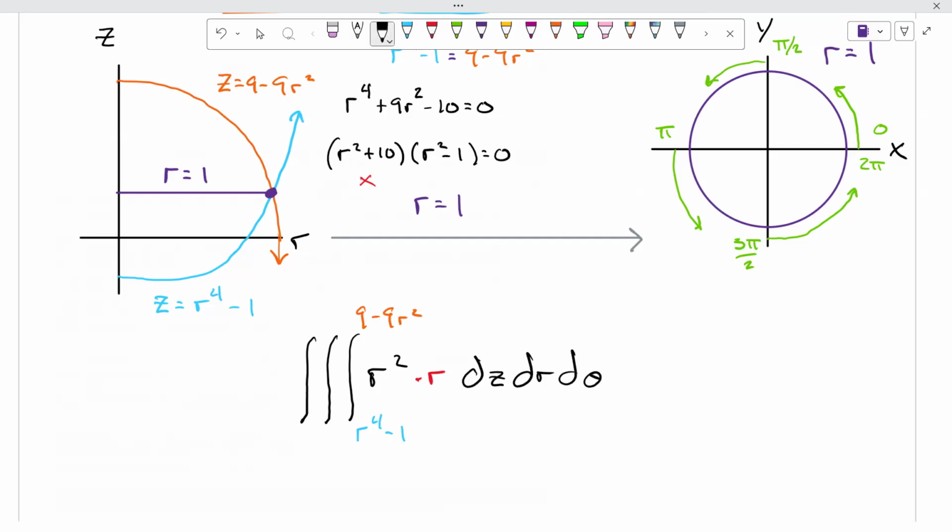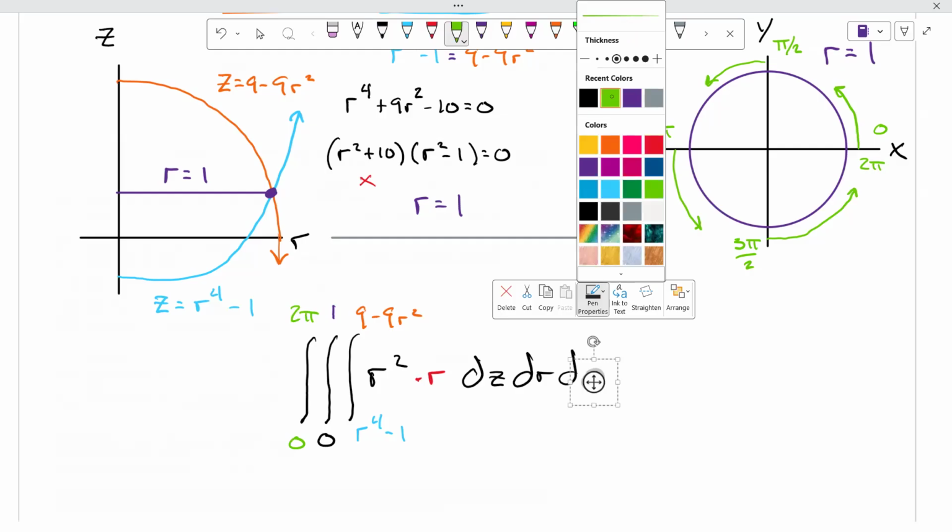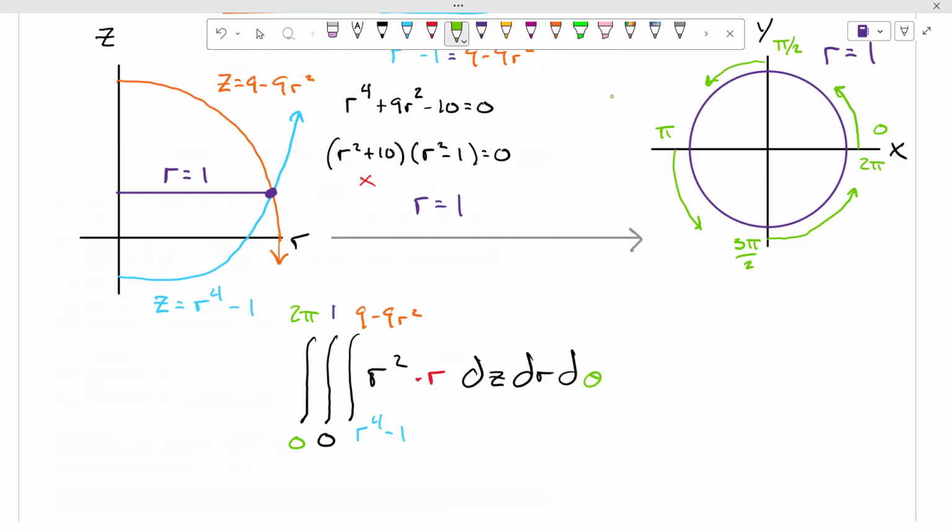But we know our r bounds should be 0 to 1. So we found our intersection was at r equals 1, and we're going all the way around our circle, so 0 to 2 pi. And let's go integrate this thing.